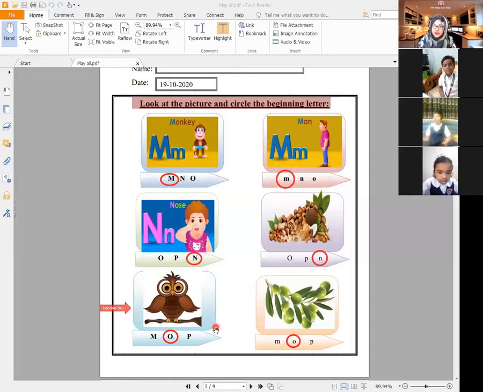This is owl. This is owl. Capital letter O. And this is olive. When we write olive, we must use a small letter O. So, dear students, have you any question for this topic? Have you any question? No, please. Okay, so now I am going to our next content.